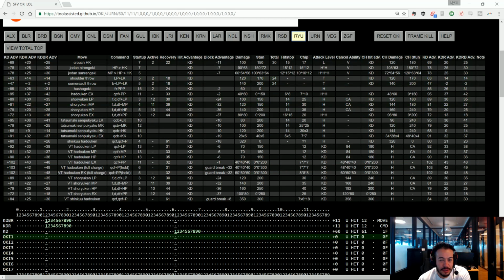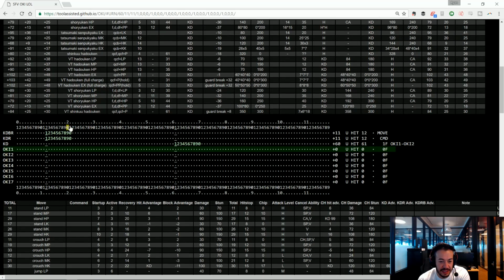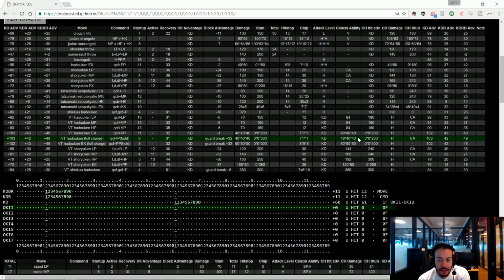But once you start using it, you get the hang of it. So basically, the first section is the knockdown section. This is all of Ryu's moves that cause a knockdown. Okay. The second section is the timeline. So we're going to start with just the forward throw.